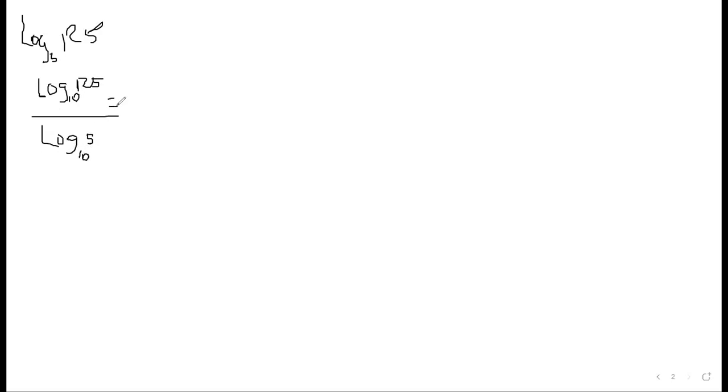Now, remember 125 is the same thing as 5 raised to the power of 3. So 5 raised to the power of 3 would be 3 log 5 base 10 divided by log 5 base 10. Now this cancels this, and the answer is 3. So we've been able to establish this fact on change of base. Very, very instructive change of base.